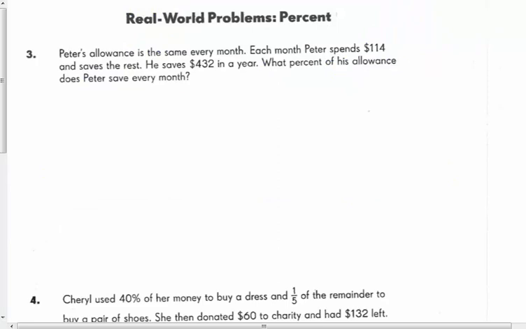Peter's allowance is the same every month. Each month, Peter spends $114 and saves the rest. He saves $432 in a year. What percent of his allowance does Peter save every month? Well, there's 12 months in a year. So first of all, I got to figure out how much he saves in a month. If I take my $432 and divide it by 12, that's $36 per month.